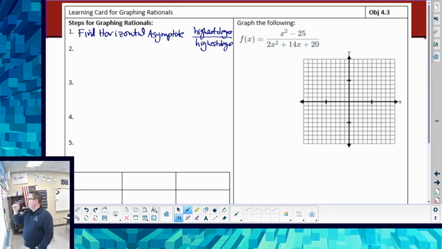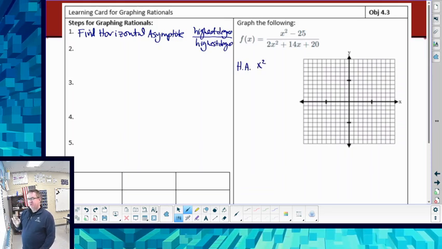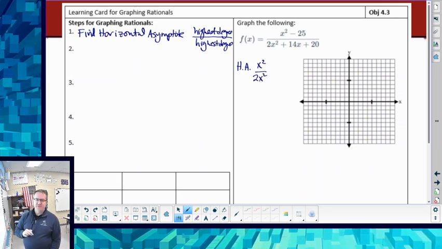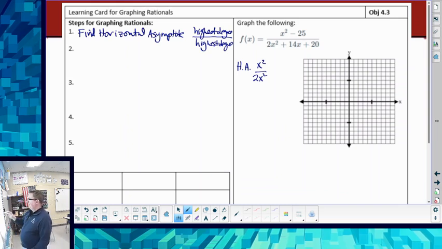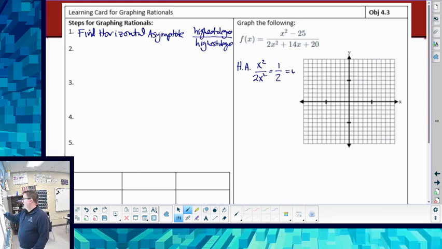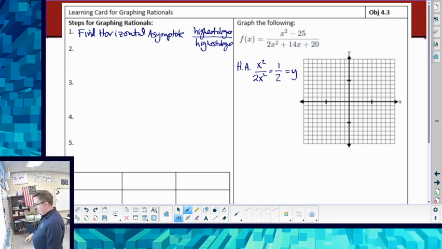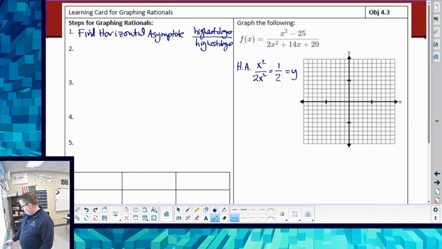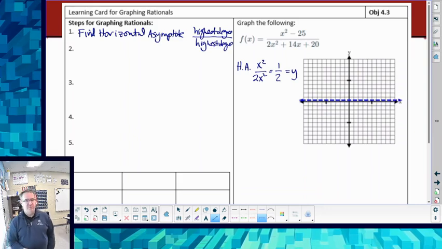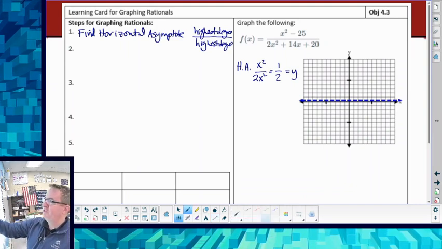It looks like this. For my horizontal asymptote, I'm going to take x squared as my biggest term in the top, in the numerator, and my denominator has a highest degree term of 2x squared. That is going to end up equaling 1/2 when I reduce that. So that is going to be my horizontal asymptote. We'll talk later about what happens if the degrees are different. I haven't forgotten about that. But then we're going to come through and draw a very nice horizontal asymptote at y equals 1/2.